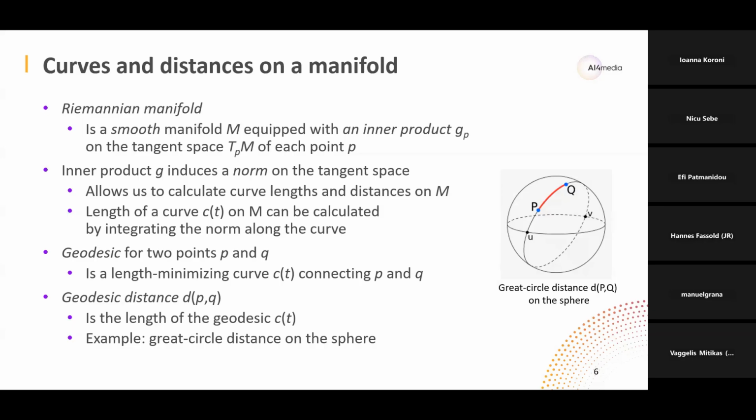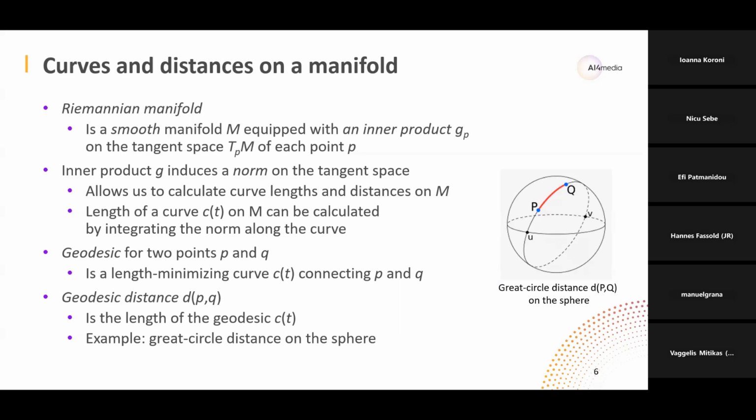So now you have a curve length, and the next step, of course, is that you can define the concept of a geodesic. A geodesic for two points of the manifold P and Q is defined as the length-minimizing curve which is connecting these two points. You can see that on the right side, as it maps on the sphere. It has a very intuitive explanation.